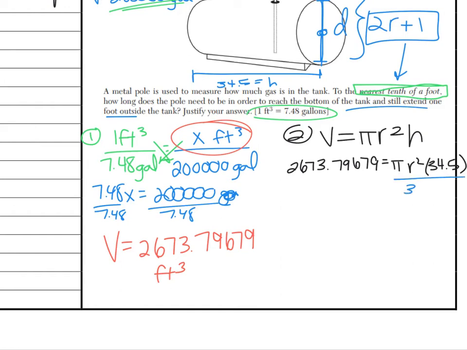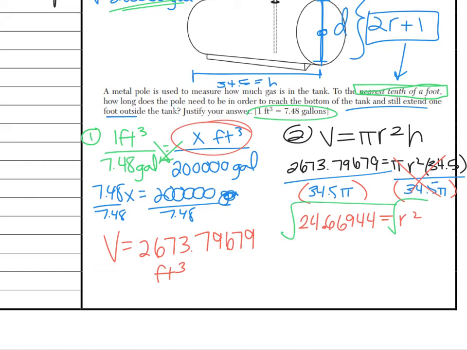So I'm going to divide by 34.5. And I'm also going to divide by pi at the same time, but I want you to be careful when you do this. You must put this in parentheses, because otherwise your calculator is going to end up multiplying by pi and you will not get the correct answer. So we have 24.66944 equals r squared, because the 34.5s cancel and the pi's cancel. To undo the squaring, we have to square root both sides. So the radius equals 4.96683.